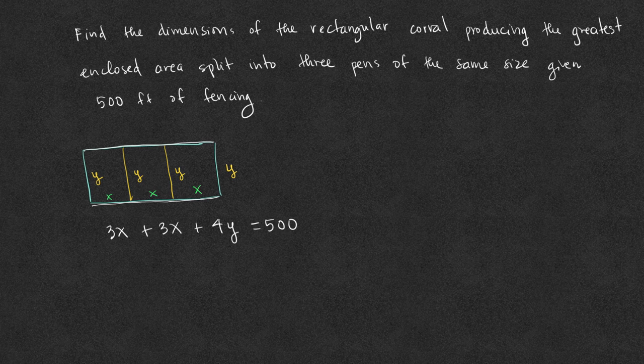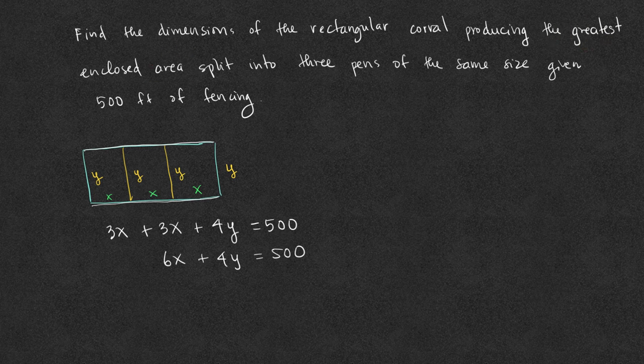This is what is known as the constraint. This is the restriction on x and y. Simplifying this, we have 6x plus 4y equals 500. But the question is asking us to find the greatest enclosed area.